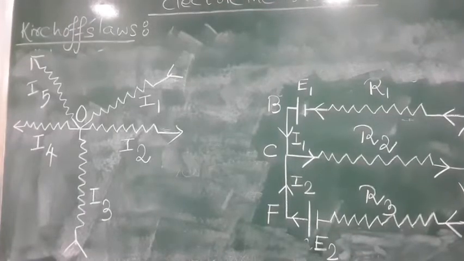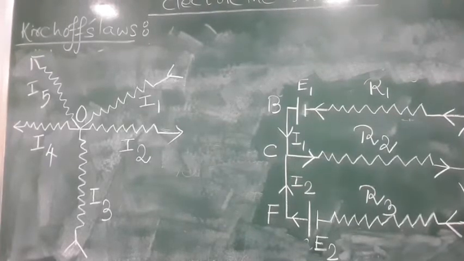Alright students, I think I have forgotten to explain the Kirchoff's first law. Actually, Kirchoff's first law states the algebraic sum of the currents meeting at a junction in a closed circuit is 0. I hope you have written down the statement. That is, summation I is equal to 0.